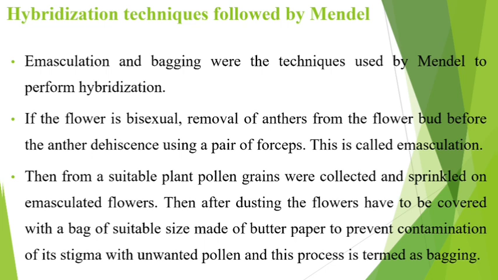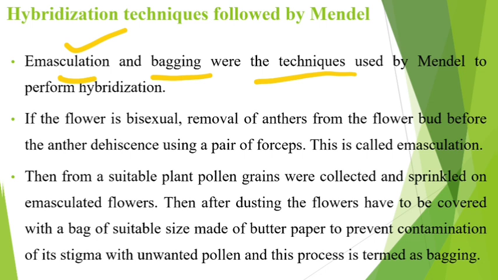Next, the hybridization technique. At first, emasculation and bagging were the techniques used by Mendel. Emasculation means he removed all the male parts of a flower and made it a female flower. He made one plant a female plant by removing its male part. Then he made another plant a male plant by removing the female parts. So that is called emasculation. And bagging means after producing the male plant and female plant, he completely covered them using a plastic bag to avoid cross pollination. So these are the techniques of hybridization.